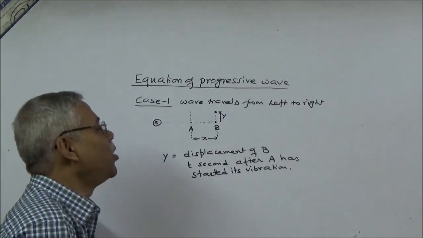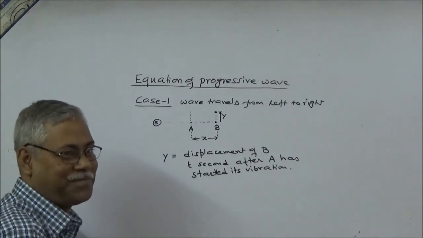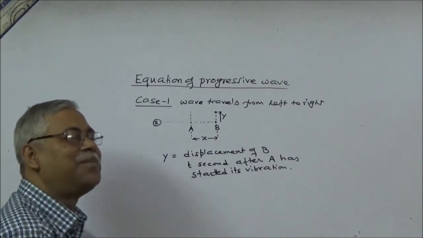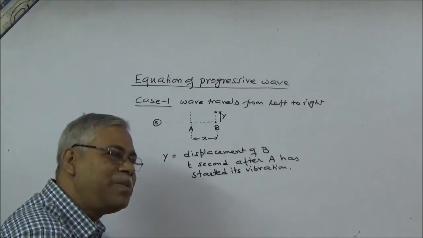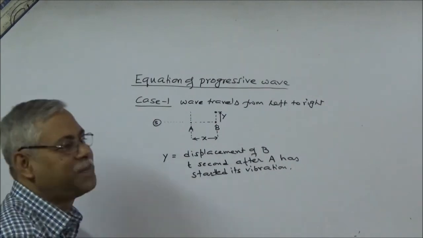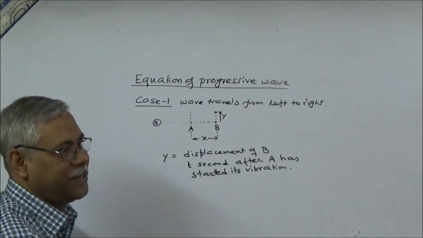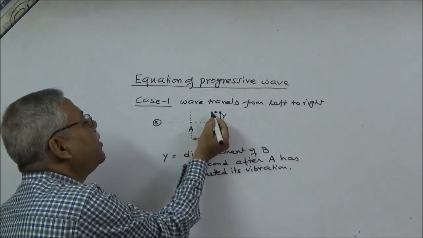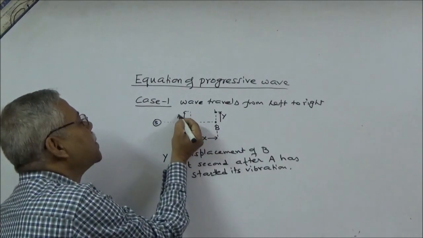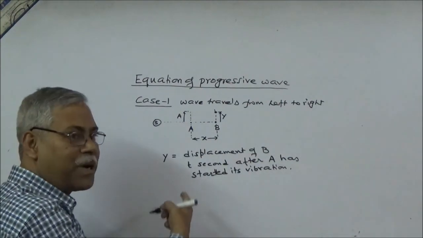So what do you understand by the equation of a wave? What is the meaning of equation? That is what you are going to find out. By equation we understand displacement as a function of time. Displacement as a function of time, that expression is called the equation. That means we find y as a function of t. The amplitude of vibration is A. Amplitude of vibration is A, which means maximum displacement is A. We have written this part.